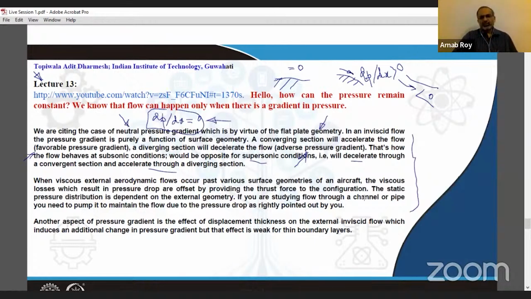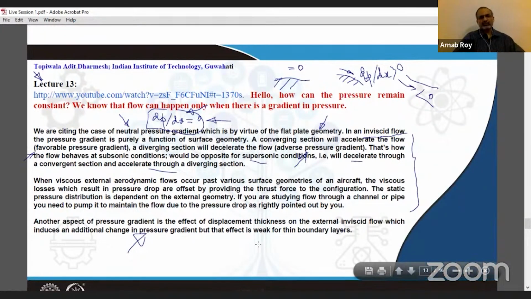If you are studying flow through a channel or pipe, you need to pump it to maintain the flow due to pressure drop, as you have rightly pointed. And that's where the losses which are incurred in the boundary layers are actually showing up in the form of pressure drop, and you have to compensate that and therefore maintain that kind of pressure gradient so that the flow actually occurs. And as I said, another aspect of pressure gradient that you have to be careful about is that this dp dx equal to 0 is, as I said, perfectly satisfied only for inviscid flow.